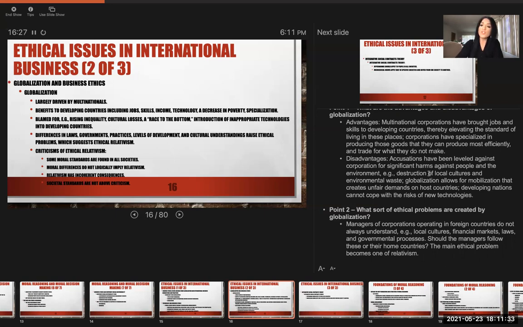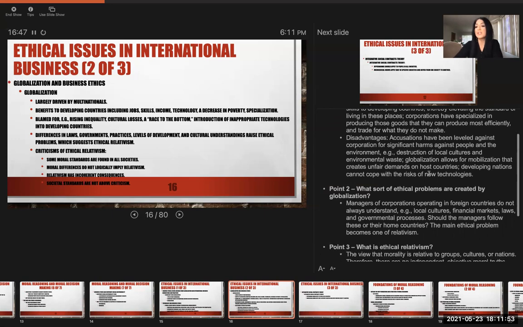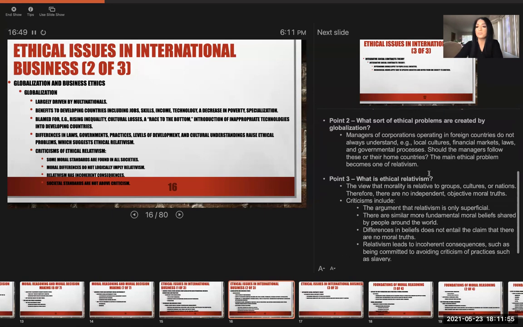And some disadvantages are the accusations that have been leveled against corporations for significant harms against people and the environment. For instance, destruction of local cultures and environmental waste. Globalization allows for mobilization that can create unfair demands on host countries. So developing nations cannot cope with the risks of new technologies.